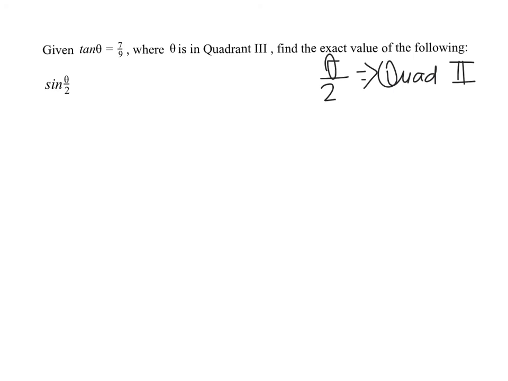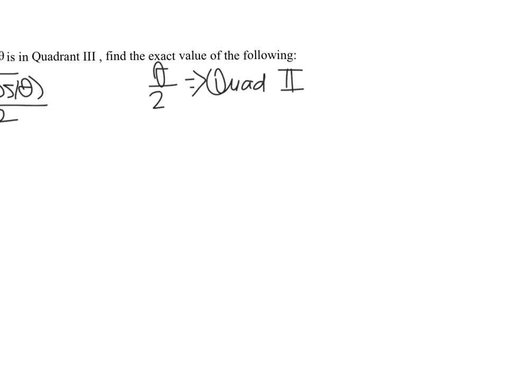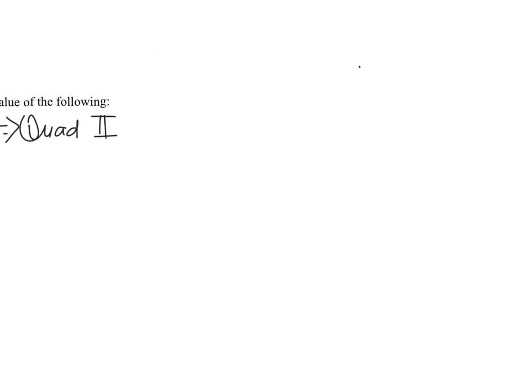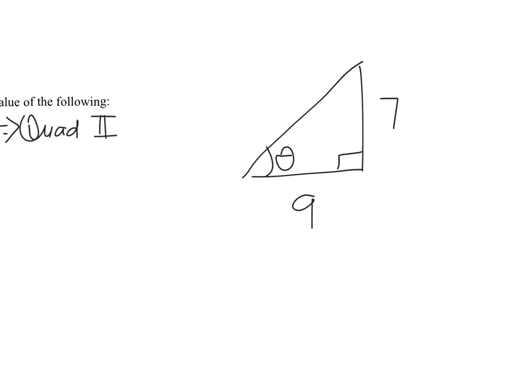properties. So when I write the half angle formula of sine of theta over 2, in quadrant 2 sine is positive. So we get the square root of 1 minus cosine of theta over 2. So in order to do my half angle, I have to know cosine, and I was given tangent. So what I'm going to do is I'm going to draw the triangle. So tangent is 7/9, so the opposite side is 7, the adjacent side is 9, and theta is in quadrant 3, where both of these are negative. And then using the Pythagorean identity, we end up with the hypotenuse as the square root of 130.